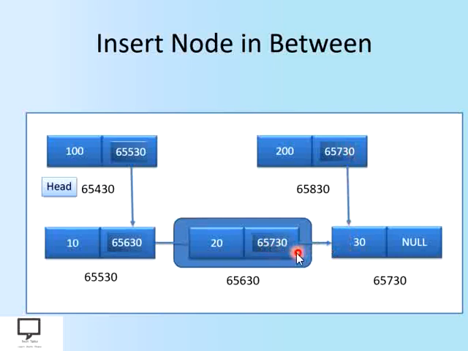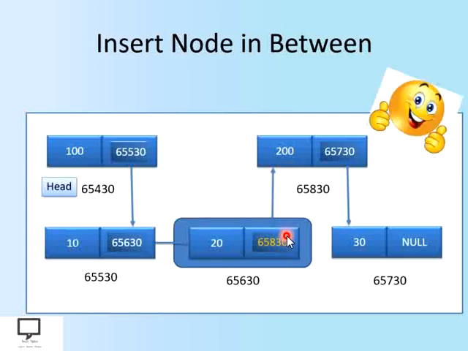So now let's remove this address location and replace it with the address of the new node, and it is forming a logical link between these two nodes. So now I am removing this link and forming a logical link between these two nodes, and here you can say that yes, you are done with the insertion of a node in between. So in this way we can insert a node in between in the linked list.